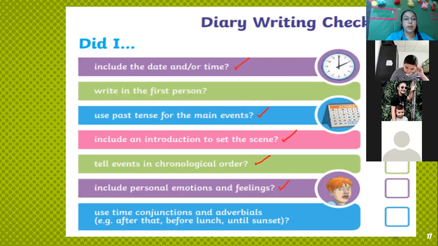Okay, excellent. Include the date and time. Use past tense for the main events. Include an introduction to set the scene and tell events in chronological order, and include personal emotions and feelings.